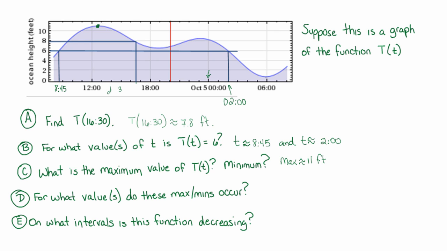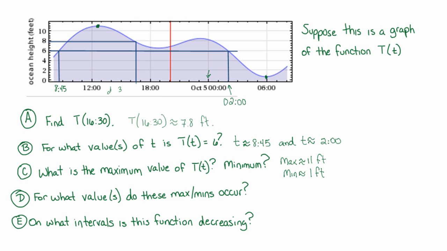The minimum will occur right here, and that minimum looks to be about 1 foot, roughly. This is real data for October 4th and 5th, 2011. Now, for what values do these max and mins occur? It means what inputs. When it says what values, it means what would I have plugged in to get that maximum and that minimum value.